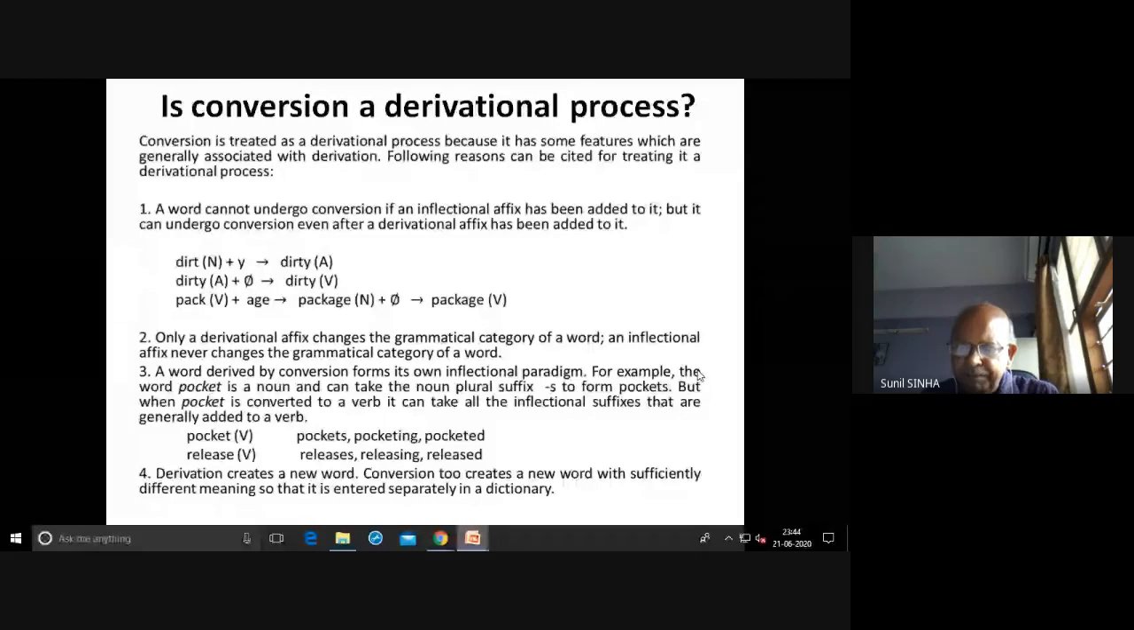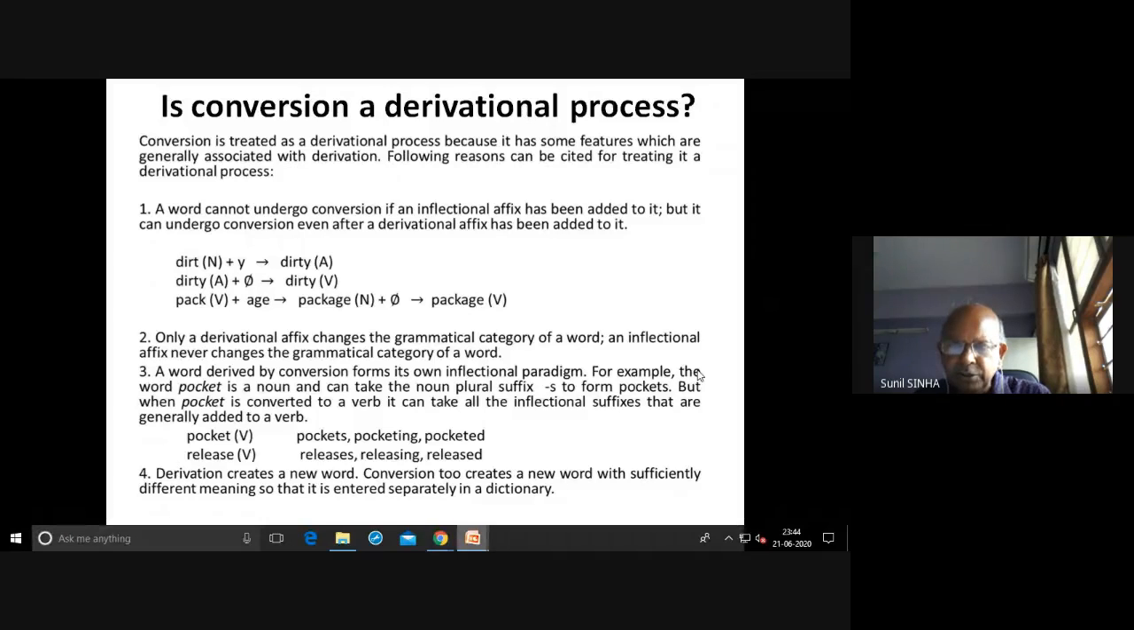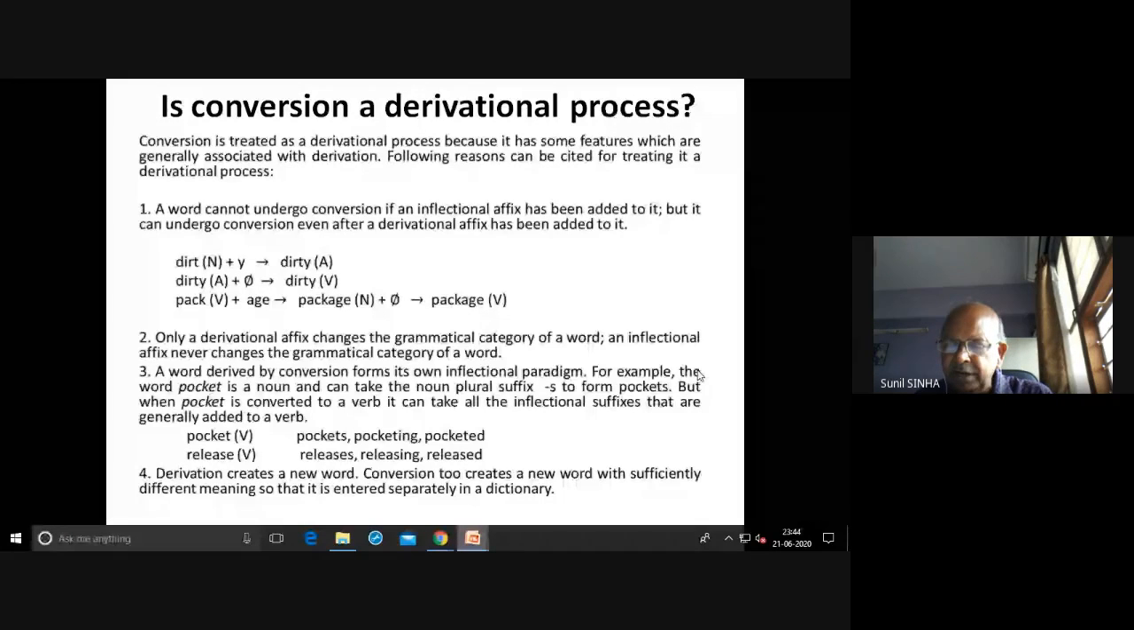Now conversion. If pocket is a noun, then it can take all the inflectional paradigm of a noun. And when pocket changes to a verb, it can take the inflectional paradigm of the verb. Someone asked me to explain point number 3, and someone asked me to explain point number 2 also. Only a derivational affix changes the grammatical category of a word. An inflectional affix never changes the grammatical category of a word.